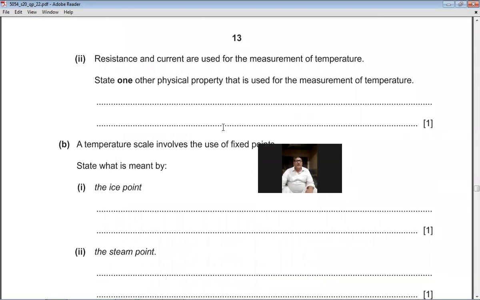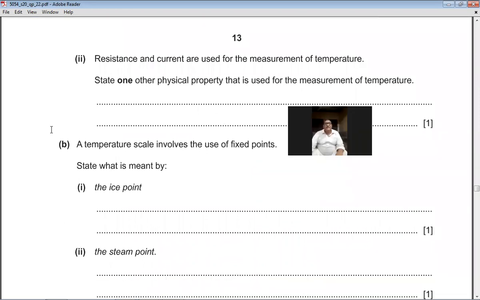The next part is showing up on your screen. It says that resistance and the current are used for the measurement of temperature. State one other physical property that is used for the measurement of the temperature. There are many other physical quantities which can be used to measure the temperature.